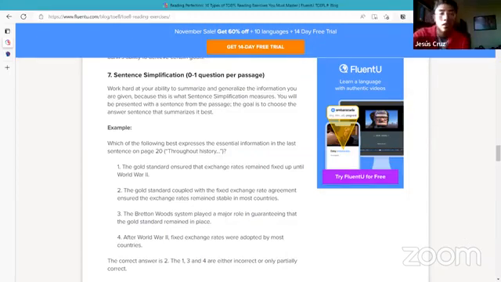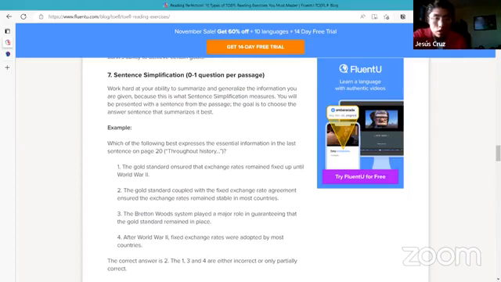Sentence simplification. Work hard at your ability to summarize and generalize the information you are given, because this is what sentence simplification measures. You will be presented with a sentence from the passage. The goal is to choose the answer sentence that summarizes it best. Example: which of the following best expresses the essential information in the last sentence on page 20 throughout history?